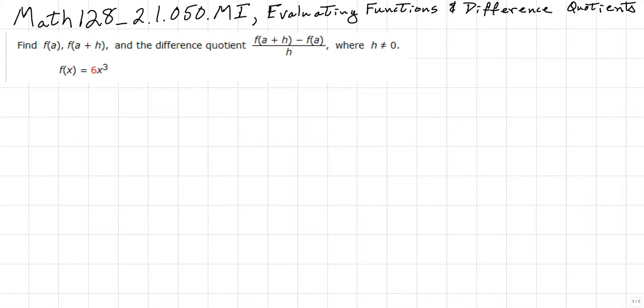Find f of a plus h, and the difference quotient f of a plus h minus f of a all over h, where h is not equal to 0. We're given the function f of x equals 6x cubed. This particular process will work for any function.